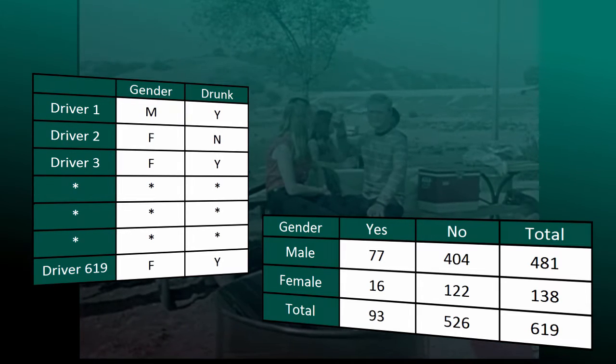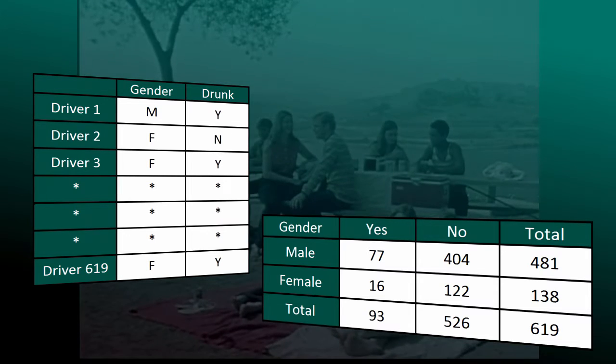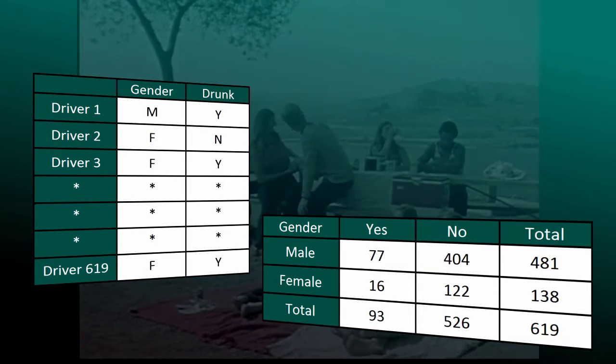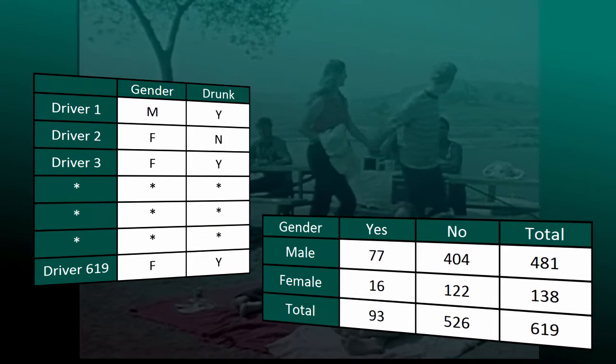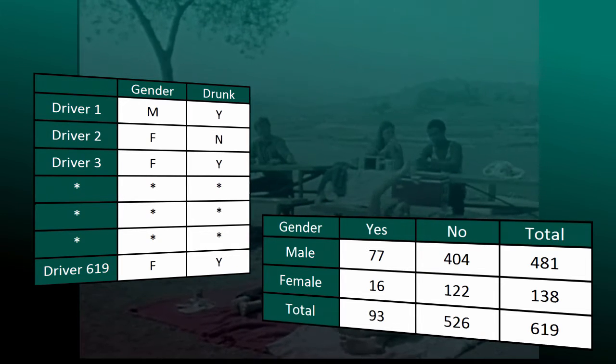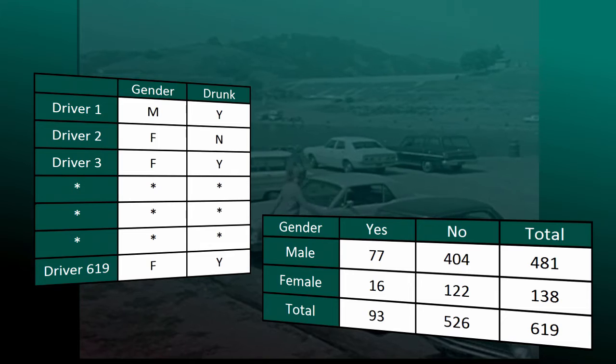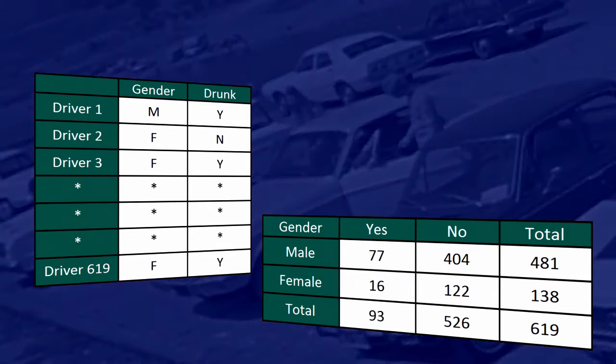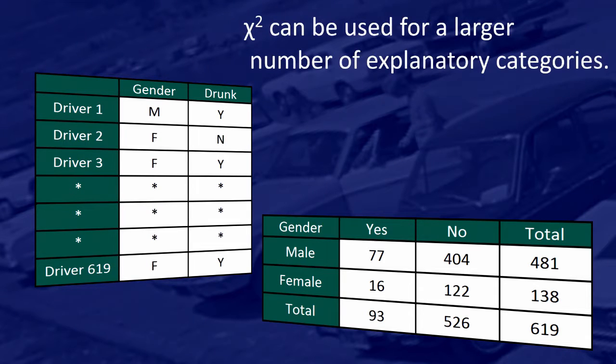Our task is to address whether these results provide evidence of a significant or statistically meaningful relationship between gender and drunk driving. Both variables are two-valued categorical variables, and therefore our two-way table of observed counts is a 2x2. The chi-square procedure is not limited to 2x2 situations. It can also be used for a larger number of explanatory categories.